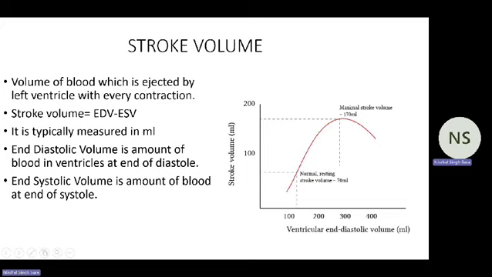And on the right, you can see a graph which says that with increasing ventricular end diastolic volume, we see an increase in stroke volume, but only up to a certain level, because after that we have the mechanism of Frank-Starling, which does not permit more stroke volume to be increased.